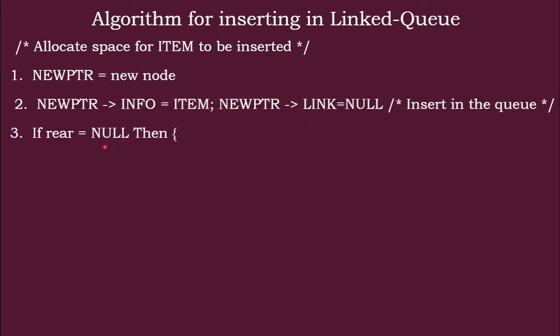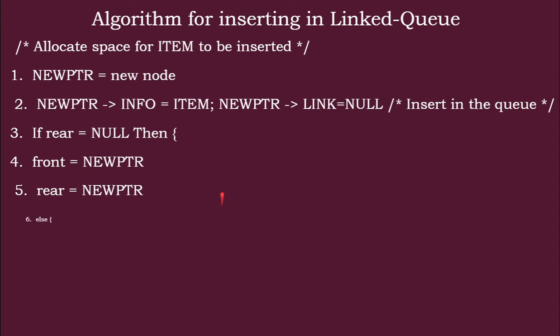Then you have to check whether rear is equal to null. If rear is equal to null, you have to set front is equal to new pointer. Rear is equal to null means there are no elements at the rear position. That means you have to assign the values for both the front and the rear, which is the new pointer. So front is equal to new pointer and rear is equal to new pointer. This means both the front and the rear are the same, denoting the newly created node.